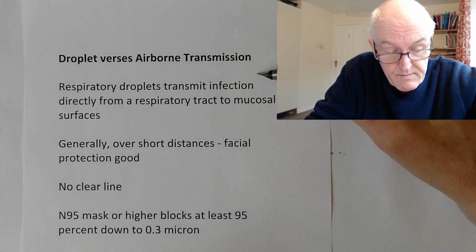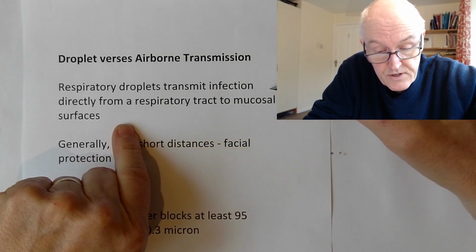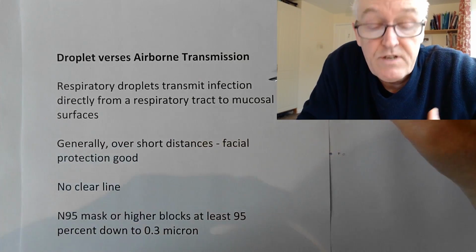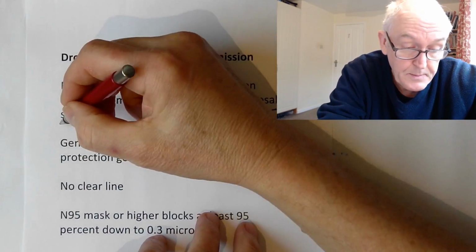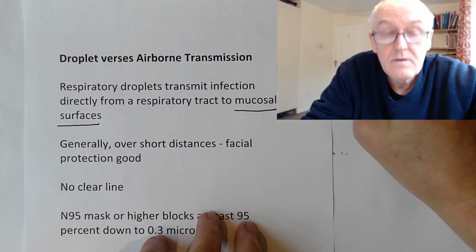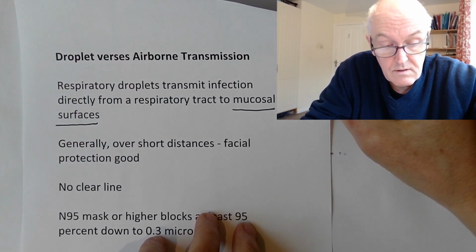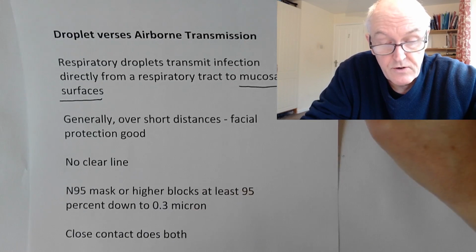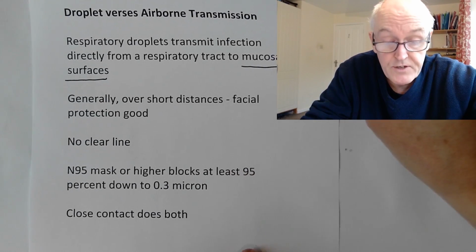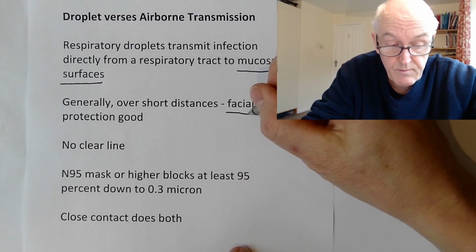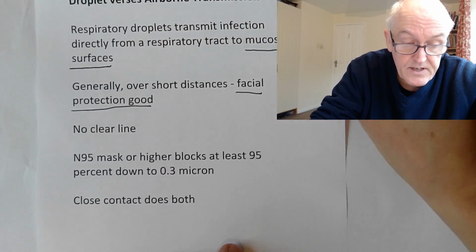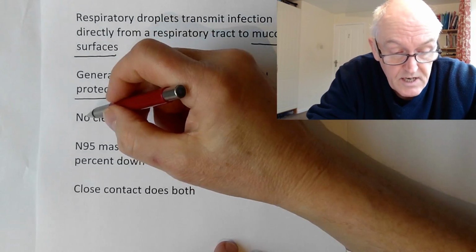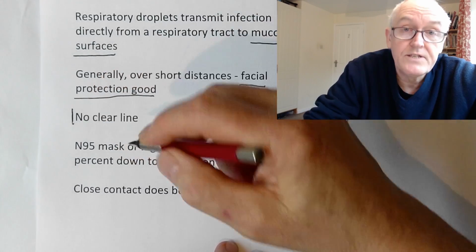So just to clarify a little further, droplet versus airborne transmission. Respiratory droplets transmit infection directly from a respiratory tract, from my infected respiratory tract, onto your mucosal surfaces, your eyes, your nose, your mouth, generally over short distance. That's why facial protection is good for droplet infections.